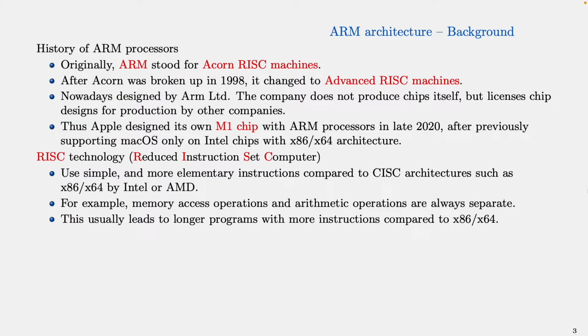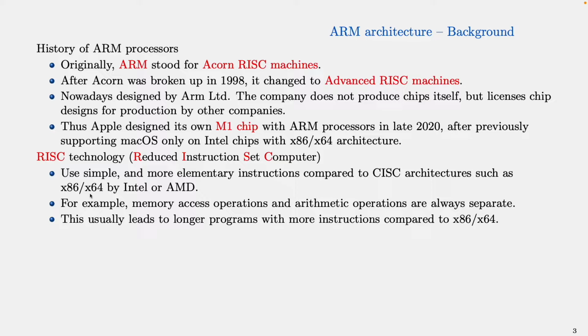Now, what does RISC mean? RISC is short for Reduced Instruction Set Computer. Reduced instruction set means that these processors use simpler and more elementary instructions than, for example, the so-called CISC architectures, where the C stands for complex instruction set, which is used by Intel or AMD on their x64 processors.